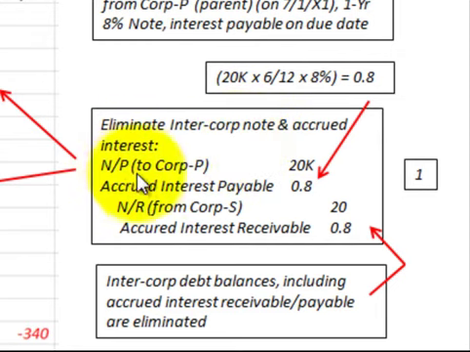So we have this note payable to Corporation P. We debit that for $20,000, and then we have an accrued interest payable of $800. So we debit that for $800. And then we have our notes receivable from Corporation S. That would be for the parent, and we'd credit that for $20,000. And then we have accrued interest receivable on that note. We'd credit that for $800.